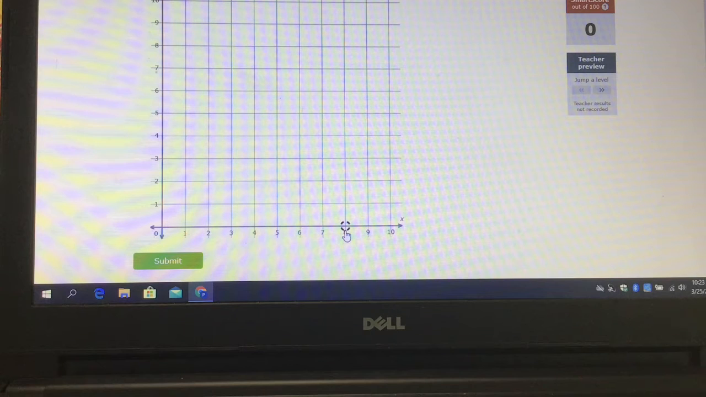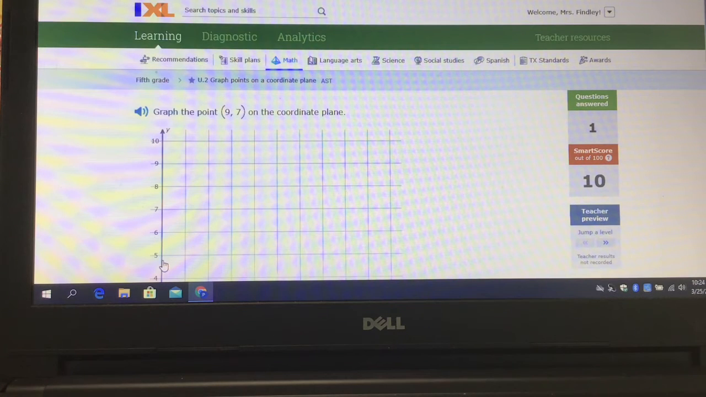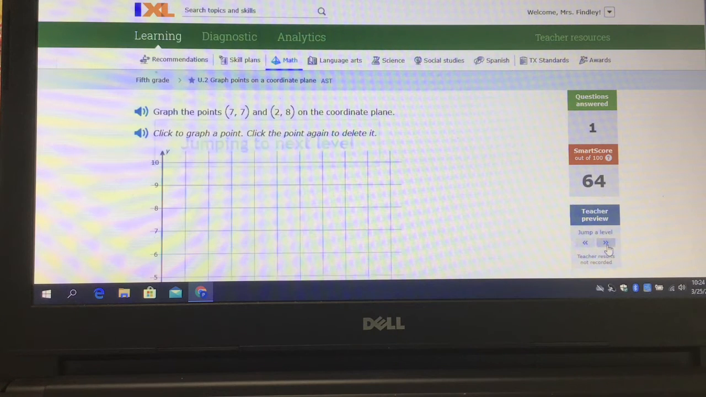Okay, so we're going to start with the X of 8, and we're going to go up to the Y of 3. And whenever we find our spot, we simply click the mouse. It drops the point, and we hit submit. All right. So you've got the hang of that level. We're going to go ahead and jump up a level and see what they look like now.